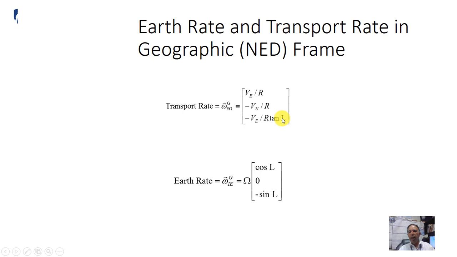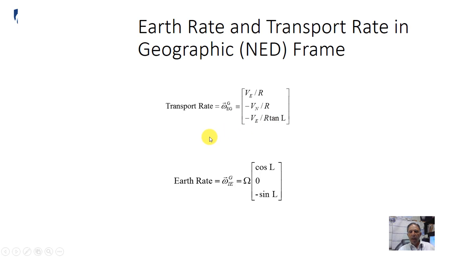Note that the transport rate in the down direction, which is the third element, has this tan latitude in the down component, meaning that as the platform approaches the north or south pole, the angular rate in the down component expressed in geographic coordinates starts getting infinite. This is why when we go to the poles, we often use a universal transverse Mercator or a wander-azimuth form of coordinate system to eliminate that possible singularity as we get near the pole.